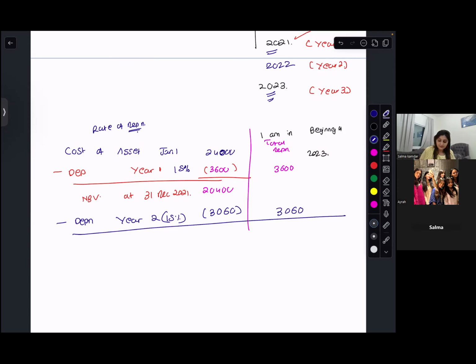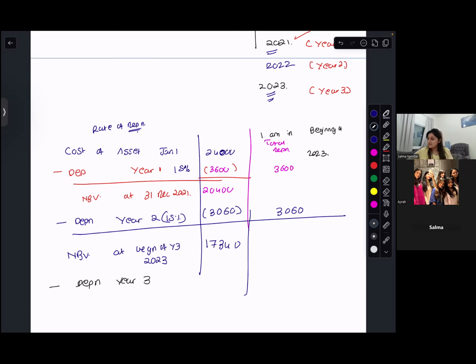No, the answer is not 4,080. I was doing 20% on my calculator. Sorry. 3,060. So net book value would be 17,340. So at the beginning of year 3, that means at the beginning of 2023, it is 17,340. Minus, I will do depreciation for my year 3.